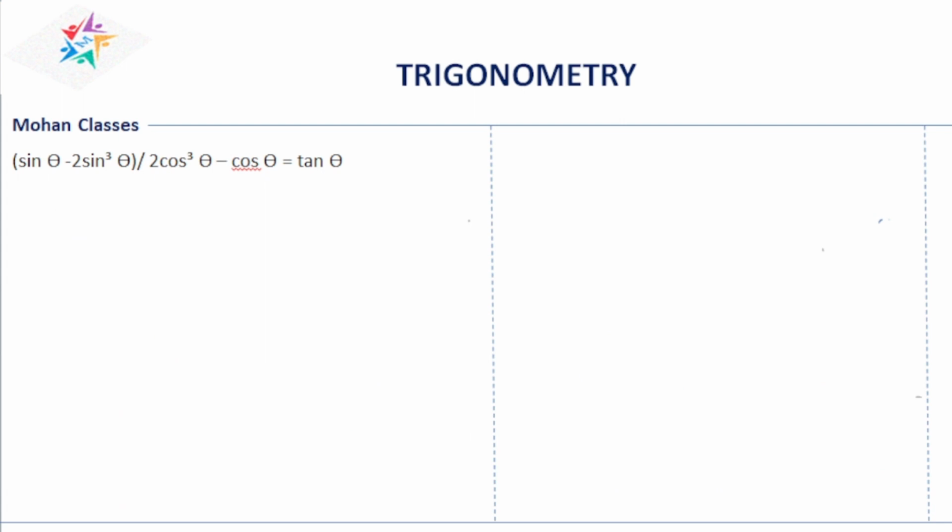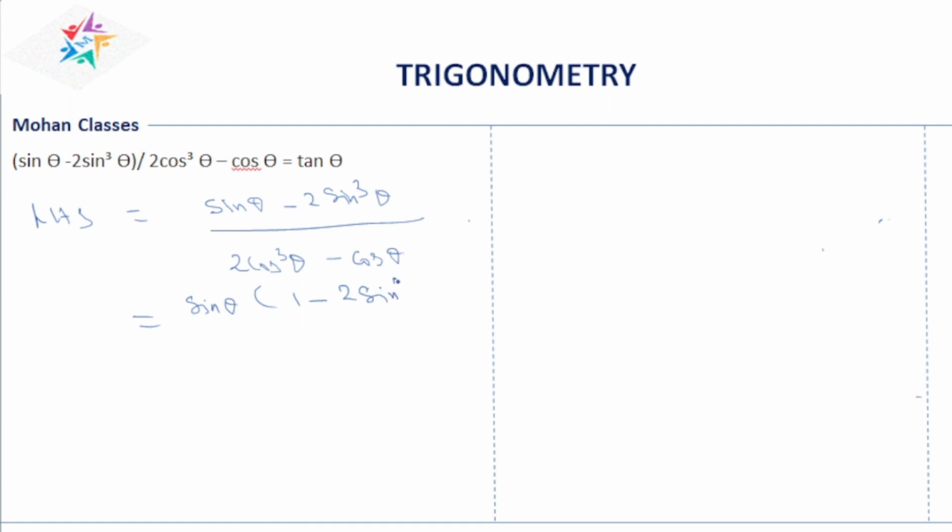Here, sin theta minus 2 sin cubed theta divided by 2 cos cubed theta minus cos theta is equal to tan theta. It is very simple. So now in the LHS is equal to sin theta minus 2 sin cubed theta divided by 2 cos cubed theta minus cos theta. So sin theta I am going to take outside. So 1 minus 2 sin square theta divided by cos theta. We take cos theta, 2 cos square theta minus 1.